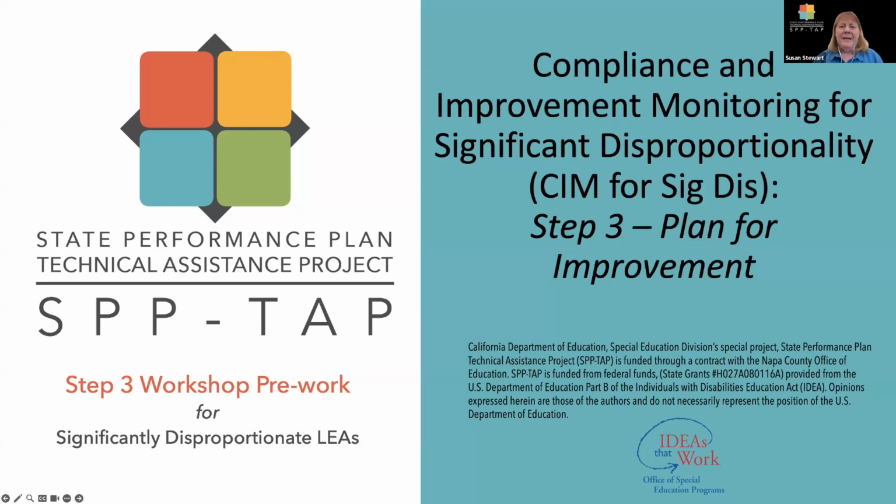Welcome to the Compliance and Improvement Monitoring for Significant Disproportionality, or SIM for SIGDIS, pre-work recording for the Step 3 workshop. We will be focusing on the SIM for SIGDIS Plan for Improvement. This is the action plan that details what you will be implementing for the duration of your SIM for SIGDIS cycle. This recording is being presented by the State Performance Plan Technical Assistance Project, or SPP-TAP, and is paid for by the California Department of Education, CDE, through a contract with Napa County Office of Education.